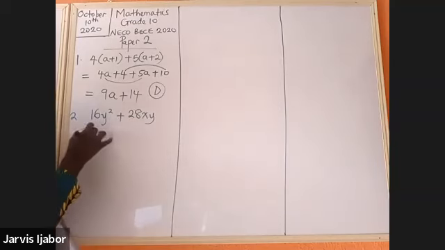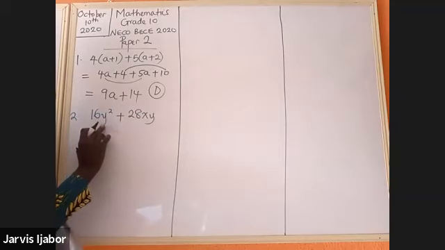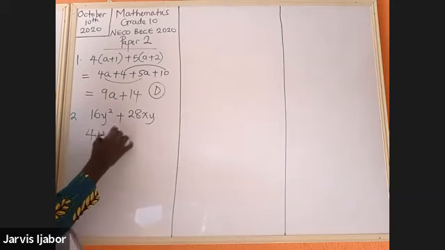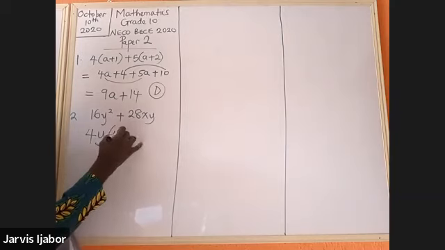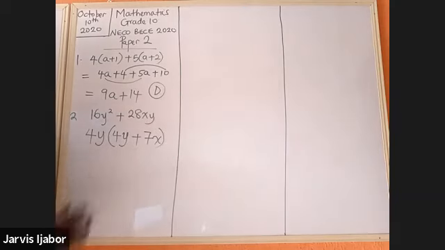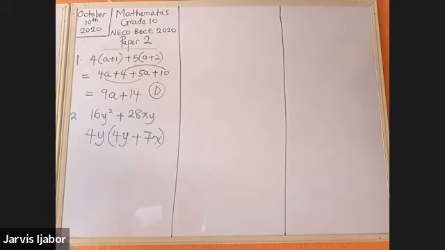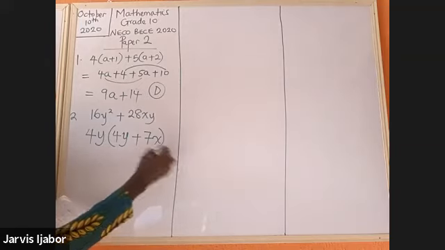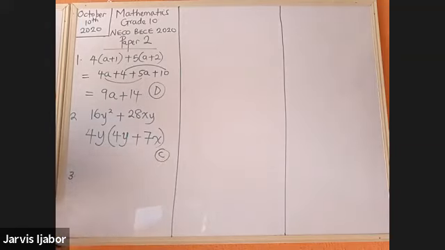So this will be 4. What can divide these letters? I can see y here. I can see y here. So that will be y. I'll be left with 4 what? 4y plus 7x. So that takes care of this question. So that answer will be what? C. What about question 3?